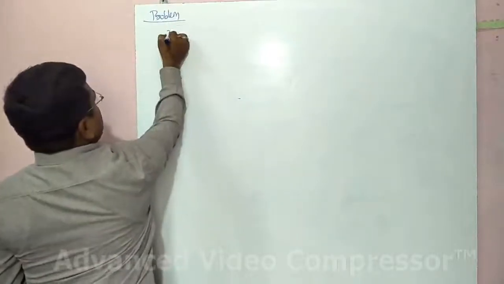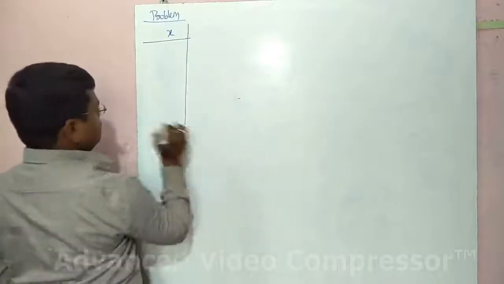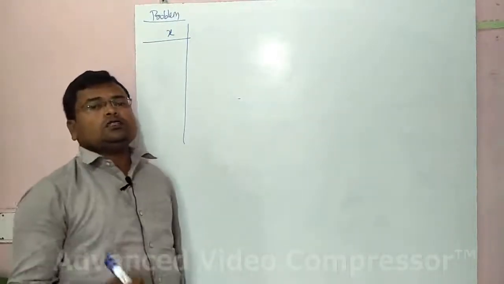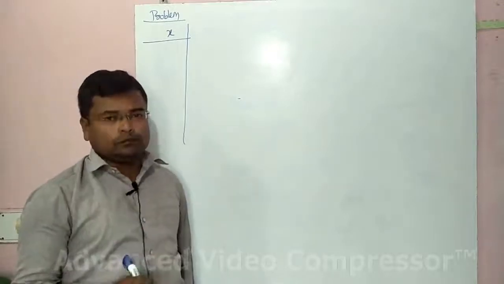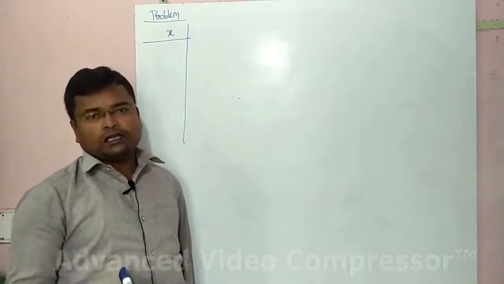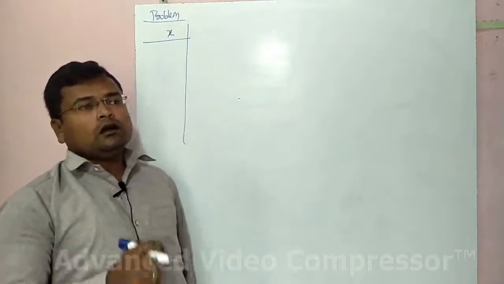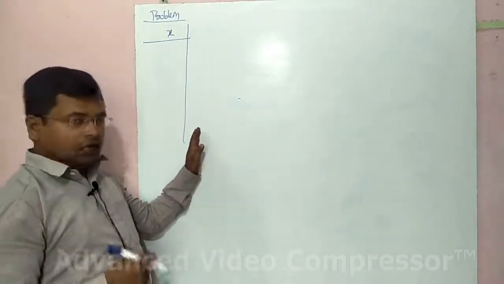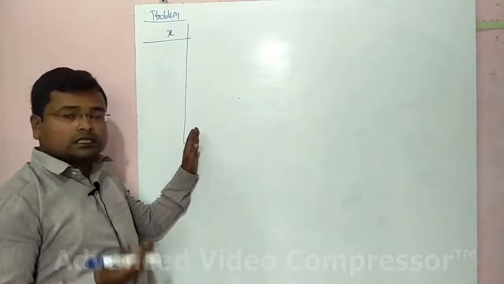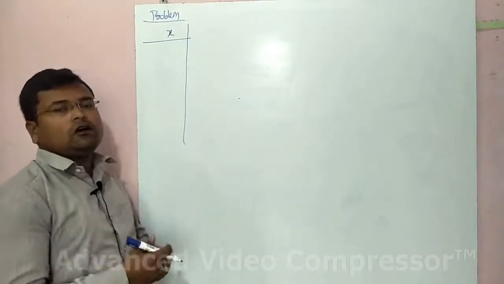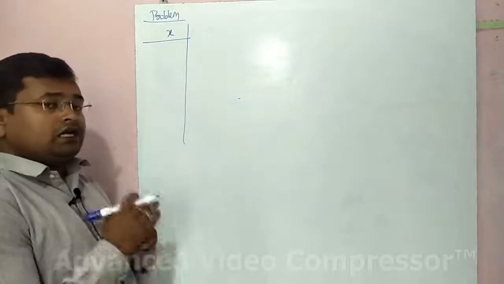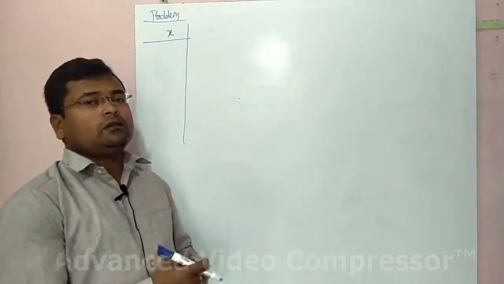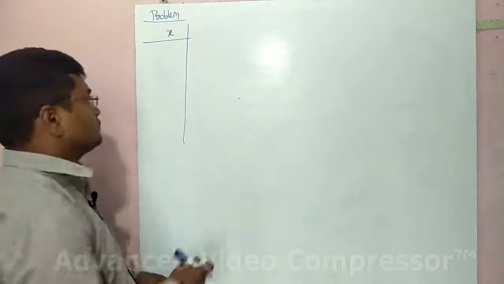Here the x column is given. As I already told you, in an individual series we will get only the x column. We won't get the frequency column. The x column means your variable column. In a discrete series or a continuous series you will get one more column, called the frequency column. But that frequency column will not be available in an individual series.